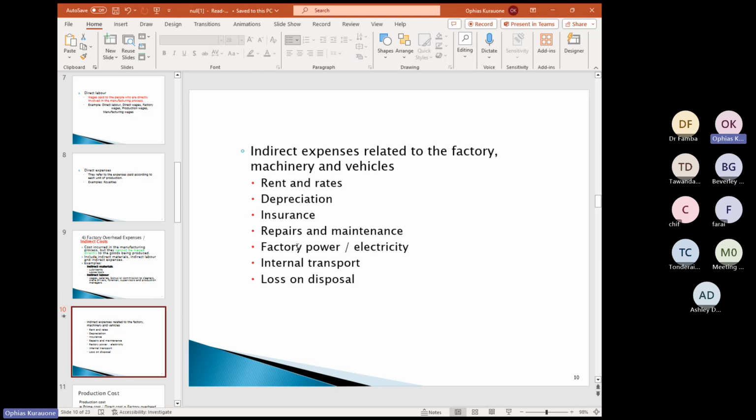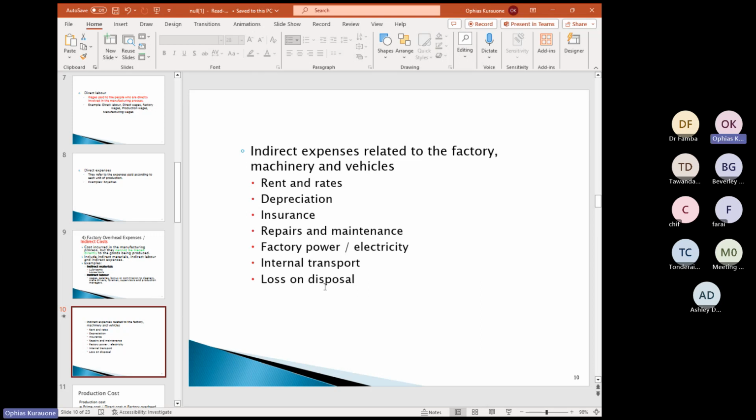Then we've got factory power. In a factory, you need electricity to run our systems. Though we might use generators, sometimes it's very expensive, but you need electricity so that you can run our machineries and our production process. So we should pay for that. Then we need internal transport. We need to move from A to B. That is very critical.